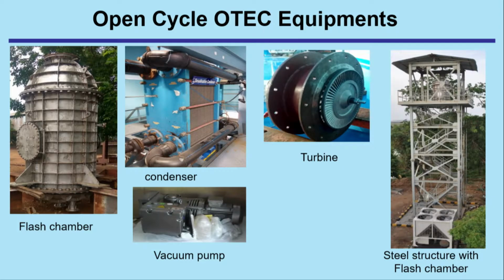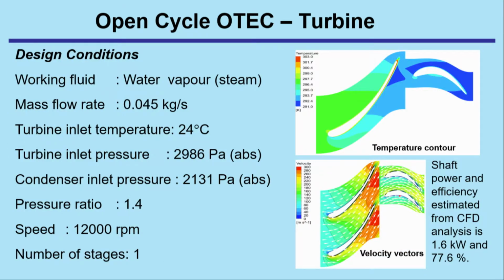Similarly, for the open cycle OTEC, the equipments are: this is the turbine, the condenser, the flash chamber, vacuum pump, and the steel structure with the flash chamber. And this is how the turbine is. You can see the flow that is taking place. You can see it here. The shaft power and efficiency has been estimated as about 77.6%, and the design conditions are indicated here.